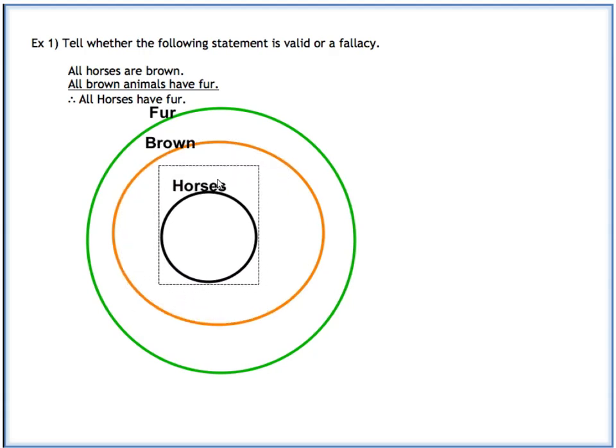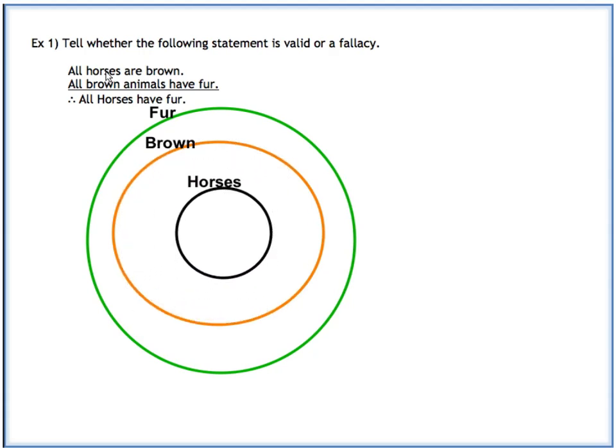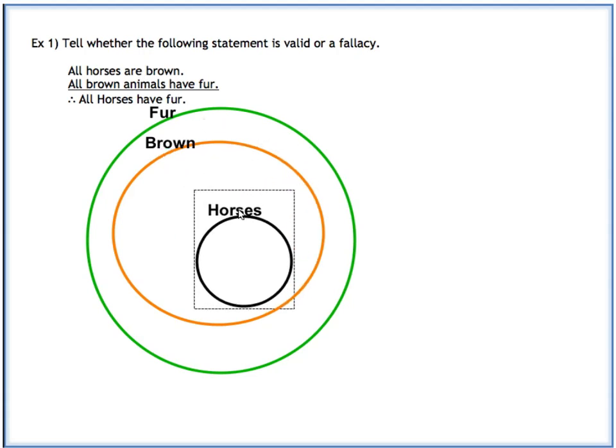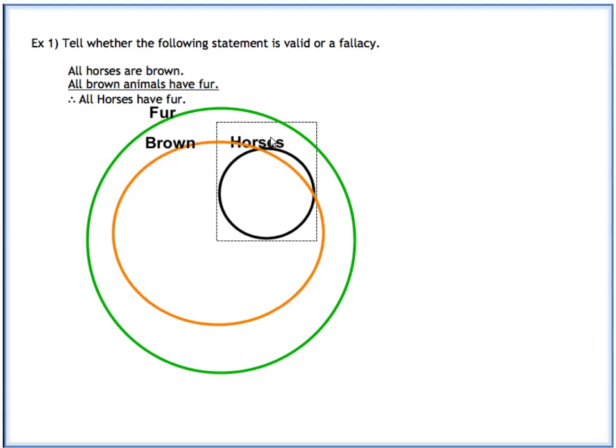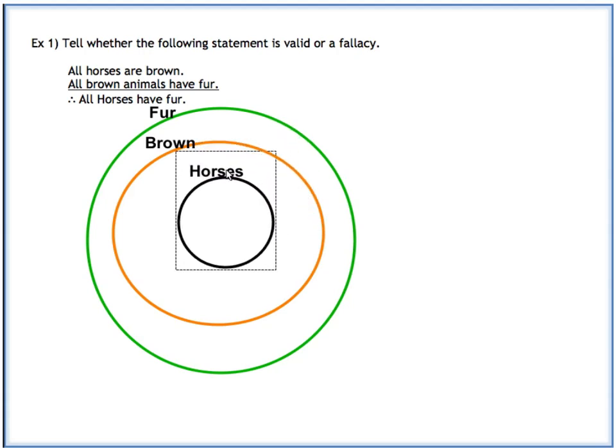Can I move horses outside the brown circle? Well, the answer is no, because all horses are brown. So notice it's completely bounded here. Horses cannot go outside of that circle. So that's how our picture has to look.